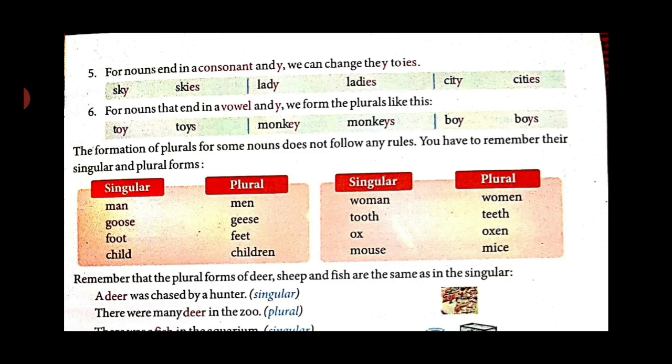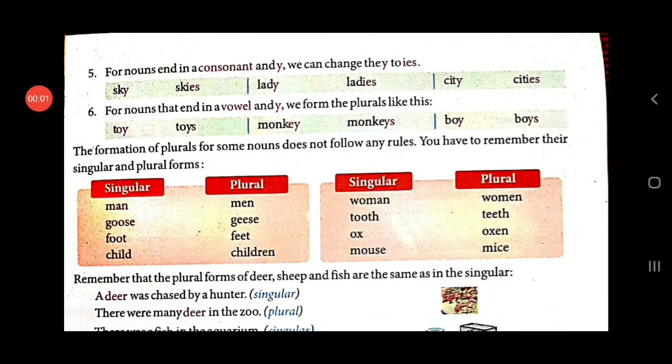Then monkey. Here the last two letters are E, Y. E is vowel. So its plural will be monkeys. S is added to it. Then the last one again is boy. So here same as toy, boys. S has been added at the end.